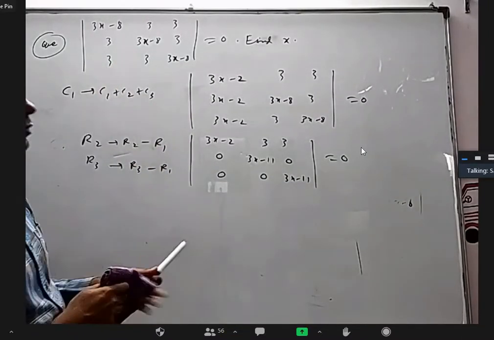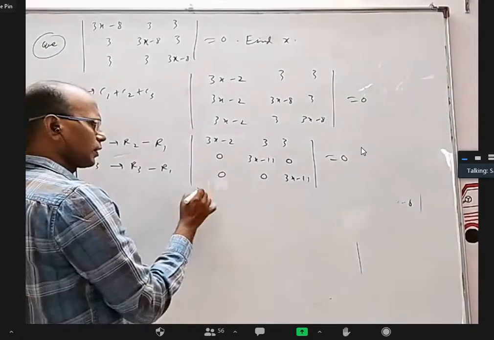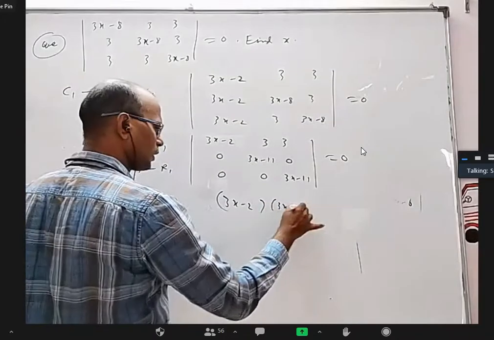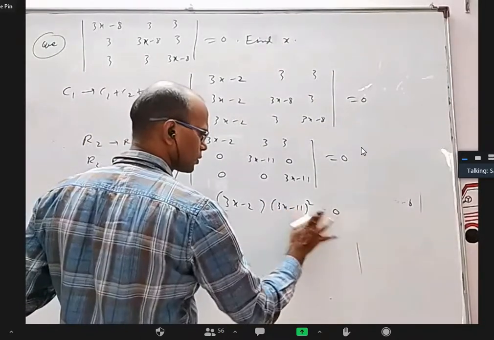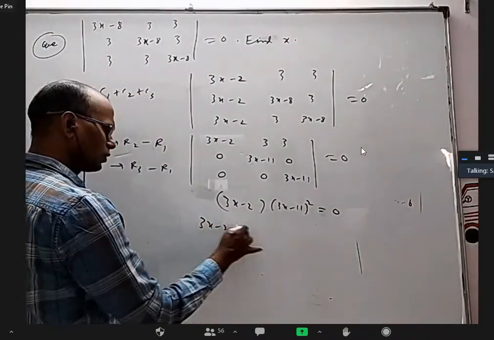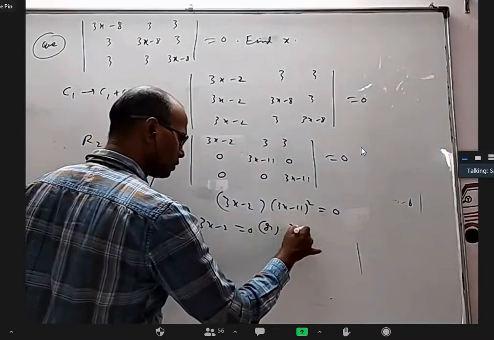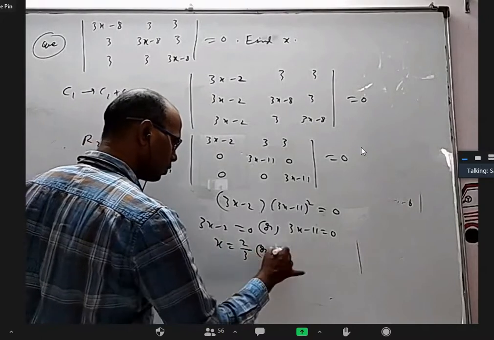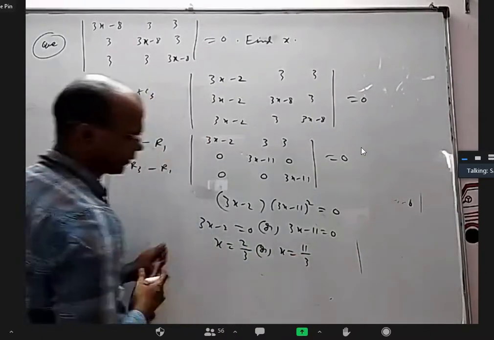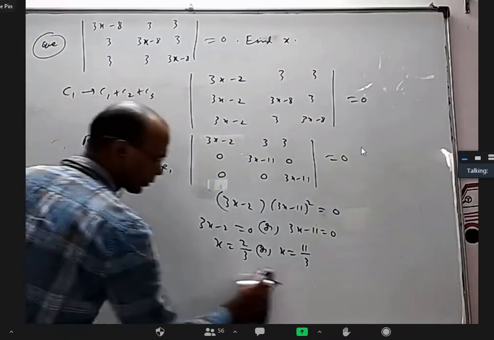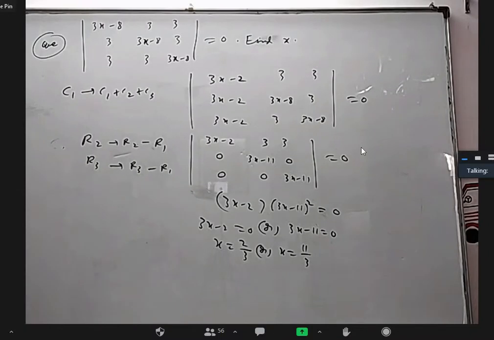When you actually expand the determinant LHS, it's a triangular matrix. So directly it is 3x minus 2 into 3x minus 11 whole square. Yes, correct. So either this is 0 or this is 0: 3x minus 2 equal to 0 or 3x minus 11 equal to 0. x is equal to 2 by 3 or x is equal to 11 by 3. Okay, there are two answers, 2 by 3 or 11 by 3.